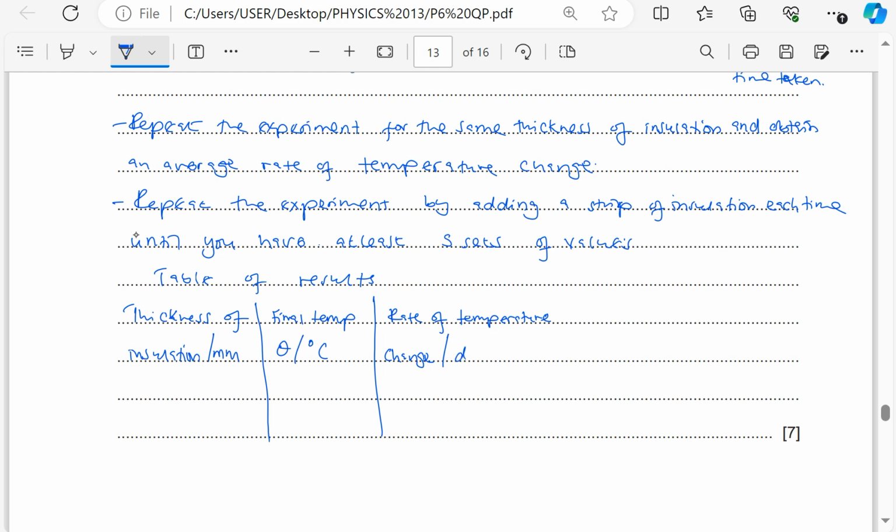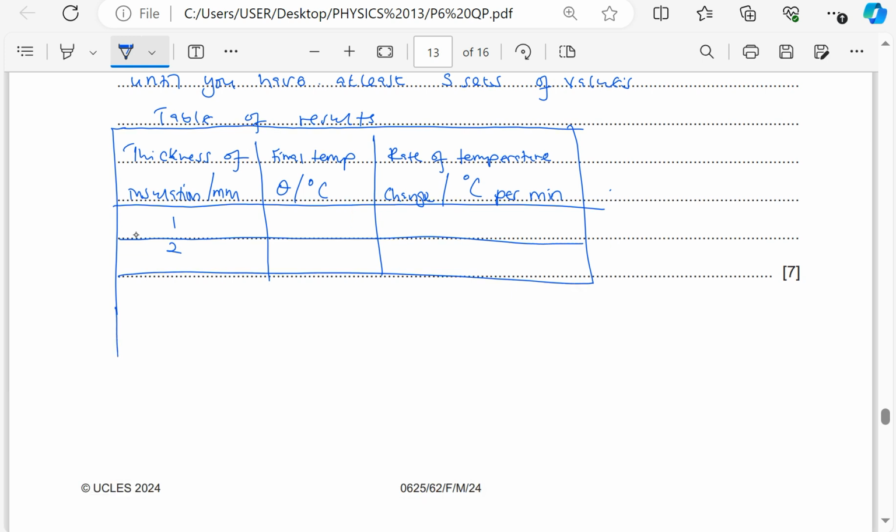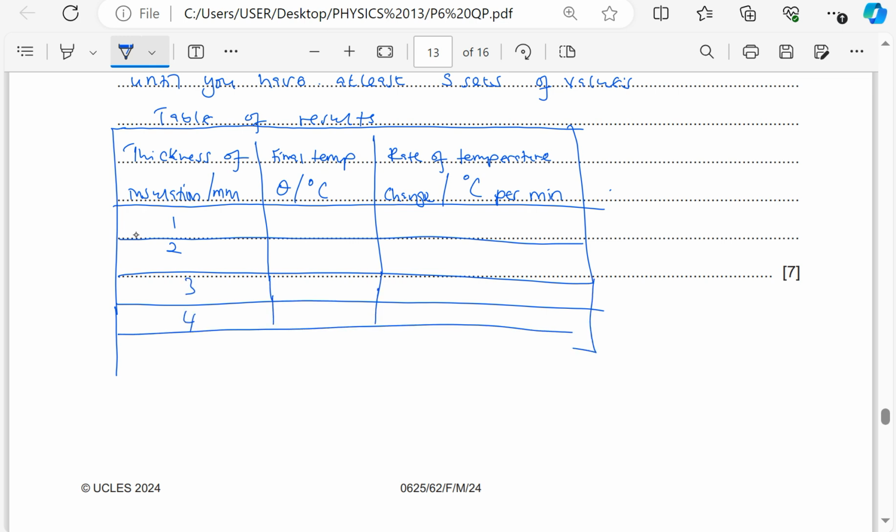The units are going to be degrees Celsius per minute. So I will have 1, 2. By the way, you can draw the table here in the same space as the diagram. 3, 4 and 5. Okay, you don't need to add any more values.